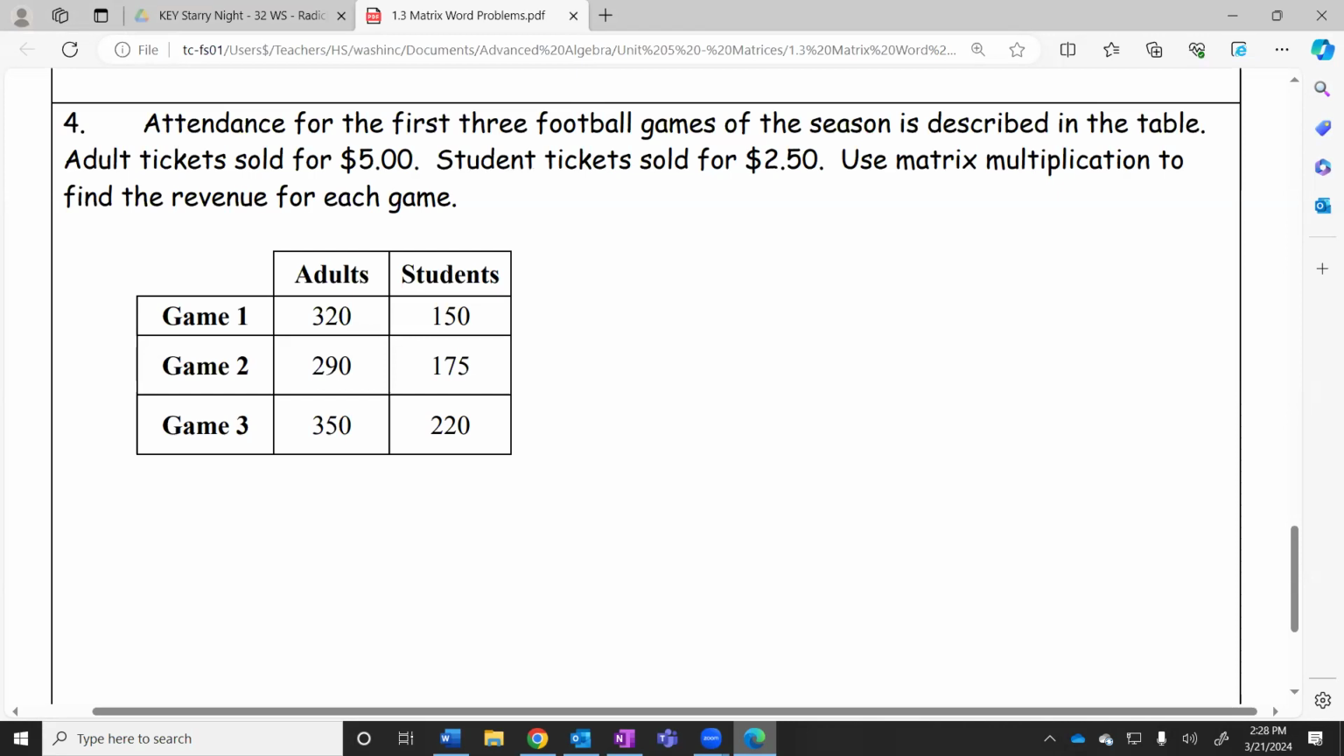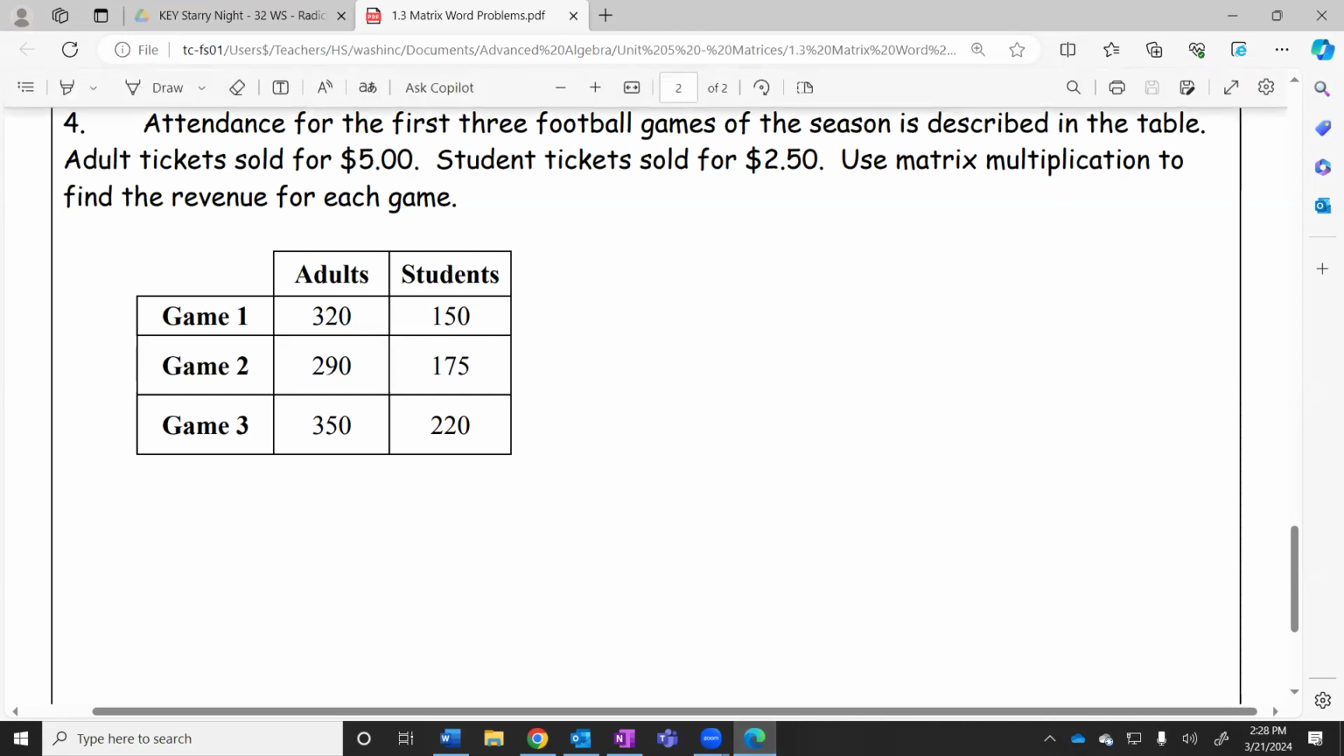Multiply 320 by 5, and 150 times 2.50, and then we add those together. You just multiplied matrices together. So it's not hard. It's not complicated. It does look a lot different than what you might imagine multiplying matrices looks like.